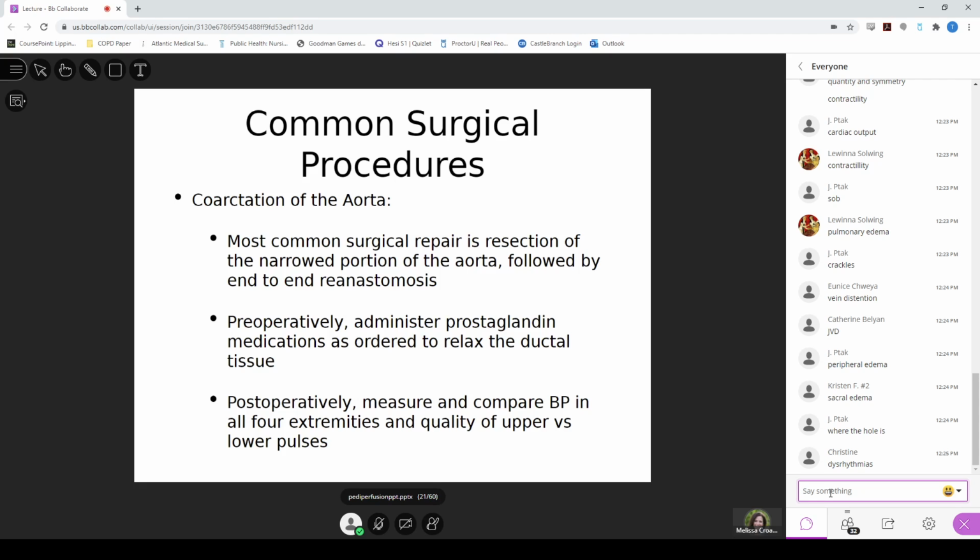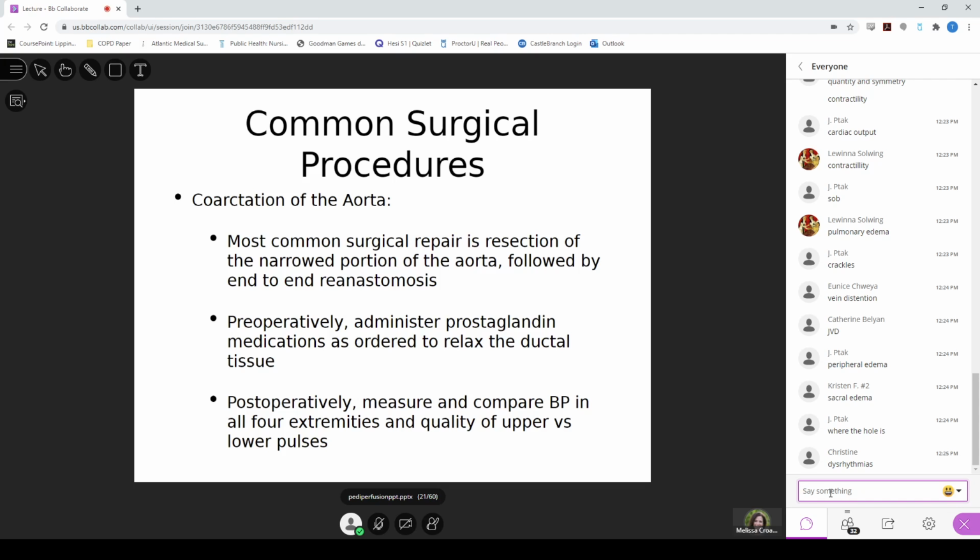In COARC, the most common surgical repair is resection of the narrow parts of the aorta, followed by a reanastomosis. So they basically just take that skinny section out and put the big sections back together. Prostaglandins are given after this, and they relax the ductal tissue here and help it to heal and to not be under any type of stress. It's almost like a muscle relaxer for the heart.